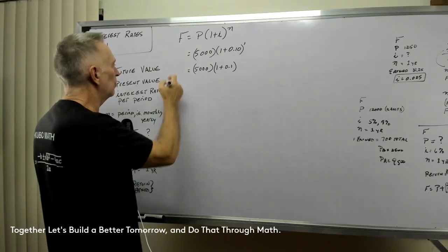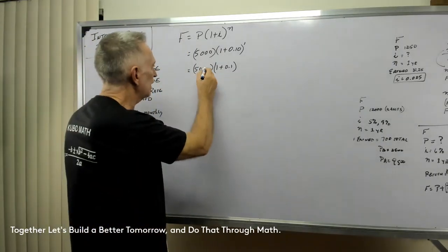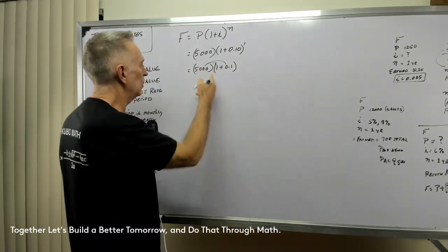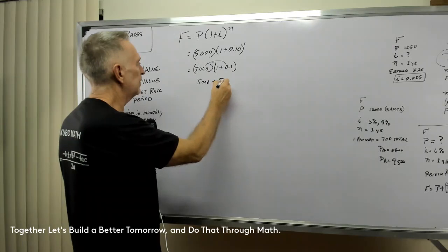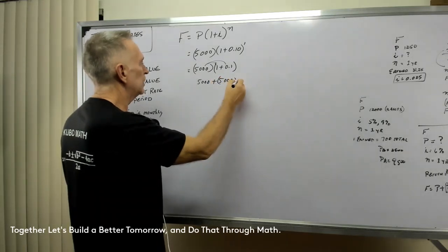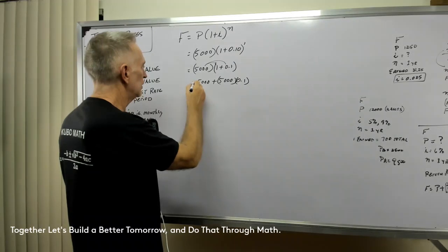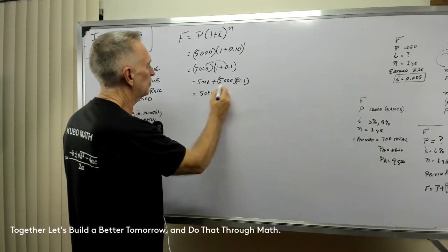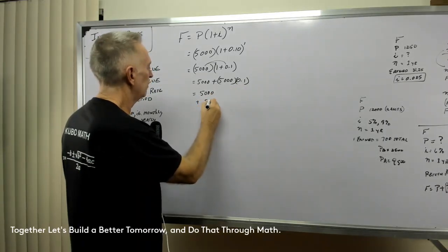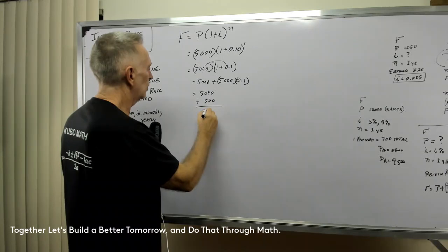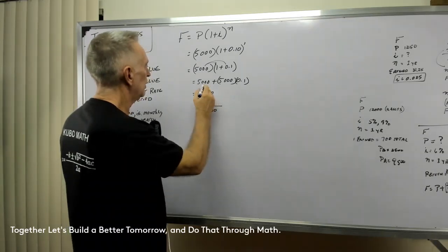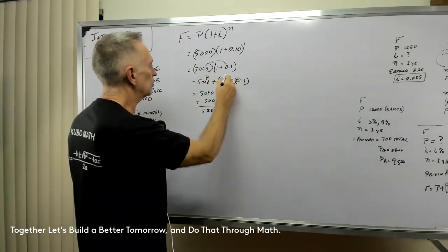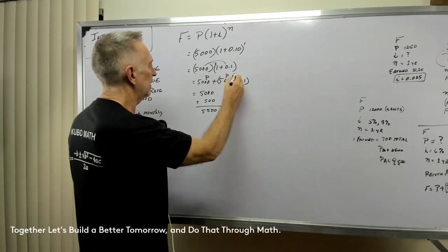And that's going to equal my future value. Well, I can distribute this 5,000, so that becomes 5,000 times 1, which is 5,000, plus 5,000 times 0.1. So now this becomes 5,000 plus 5,000 times 0.1 is 500. So that gives me 5,500. So this was my principal, and this was my principal times i.